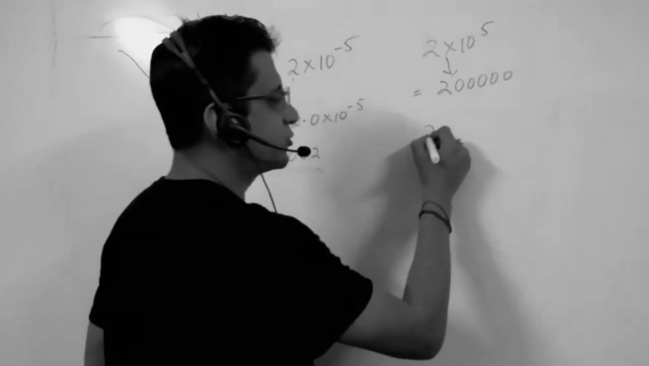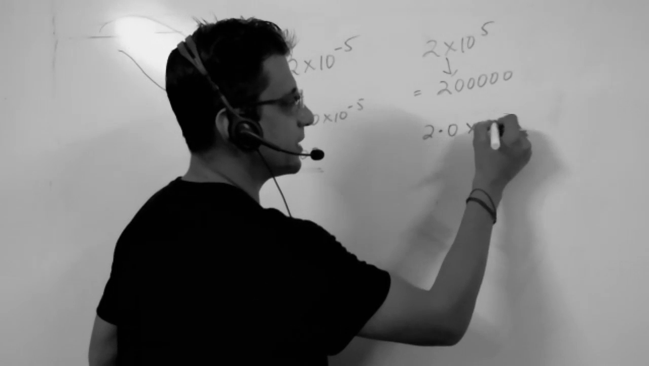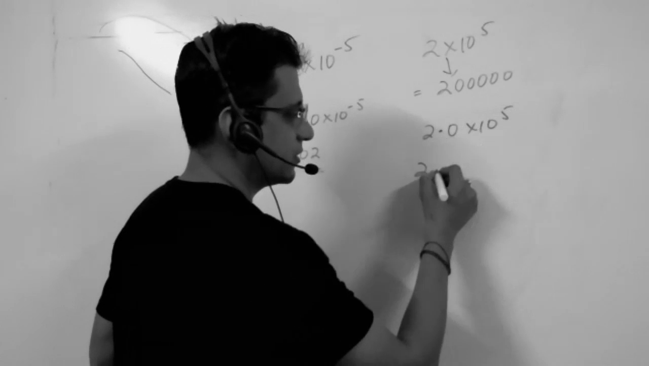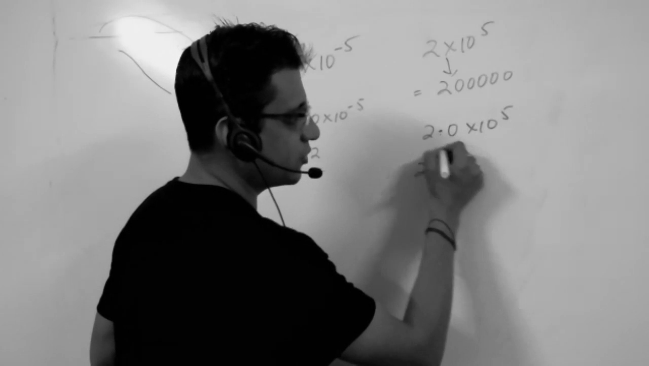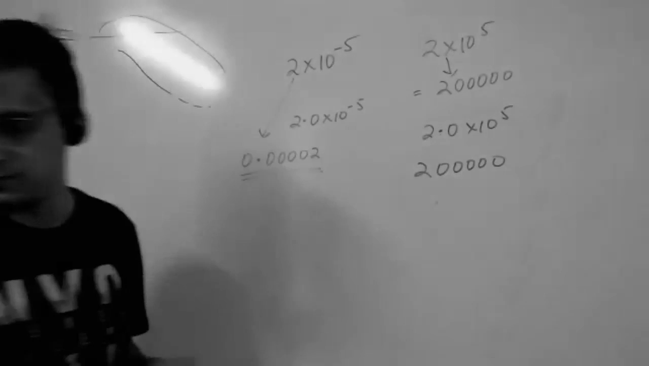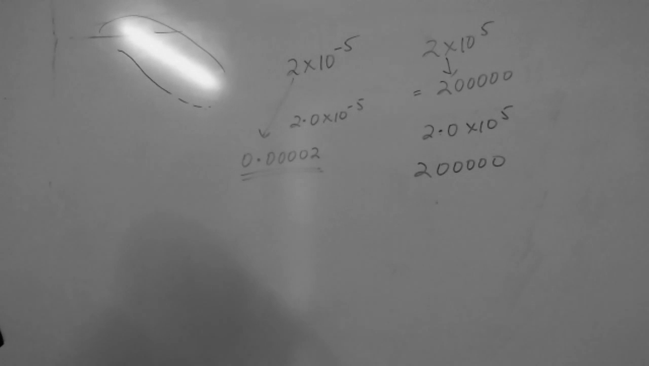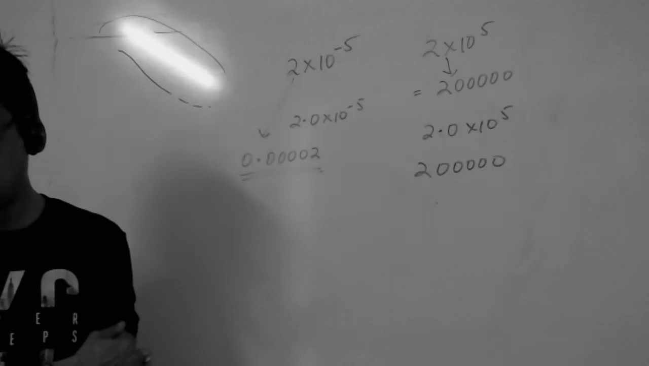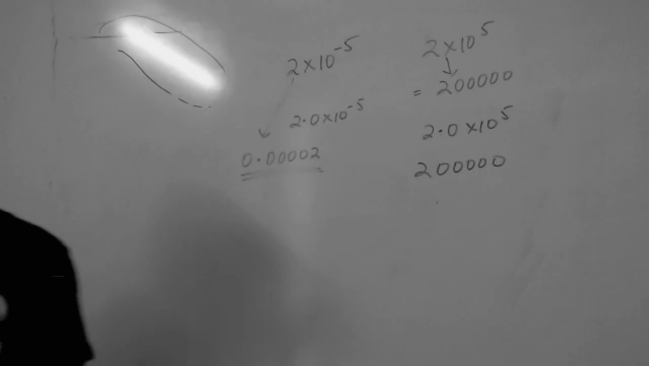This you can write as 220 into 10 to the power 5. So 5 places, this decimal will go 5 places. 1, 2, 3, 4, 5. Is it clear? Yes, sir. Any problem in understanding this?